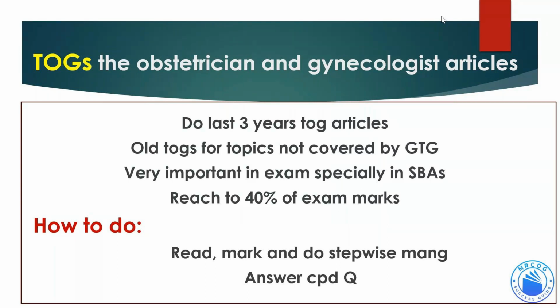Okay, so how can we do the TOG article? First of all, we need to read all the TOG article, and then we will mark all the information that's new for you or you don't know about. And again, you will do a stepwise management if there is a stepwise management. And if there is a chart, it's a must to memorize everything in the chart of the TOG article. Then the last part is answering the CPD questions related to each TOG article.